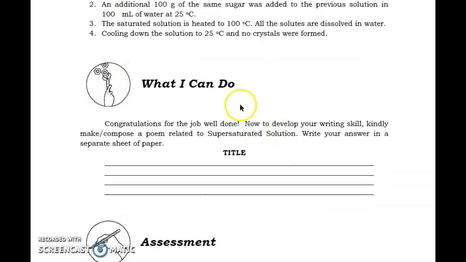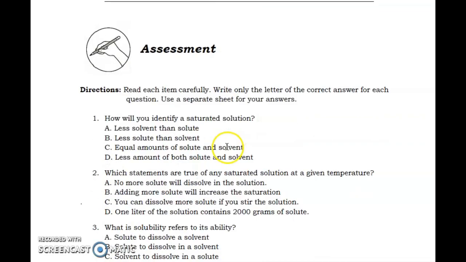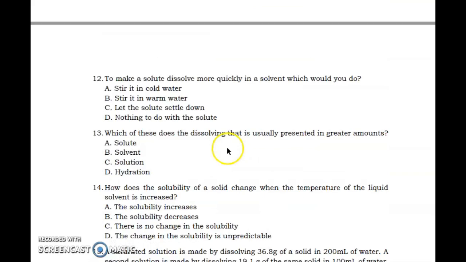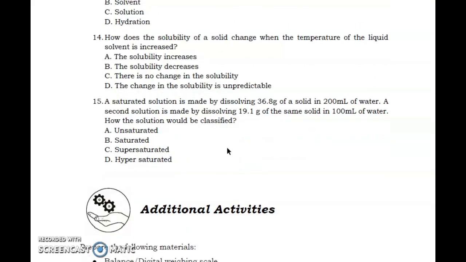Now for the What I Can Do part, congratulations for a job well done, students. To develop your writing skill, kindly compose a poem related to supersaturated solution. Write your answer on a separate sheet of paper. Make sure you write down the title and the poem. Then for the assessment, this is the post test, a multiple choice test. We have 15 items. Write down the letter of your answer.